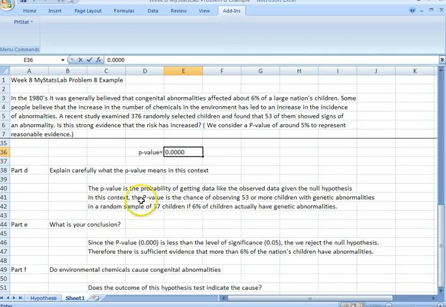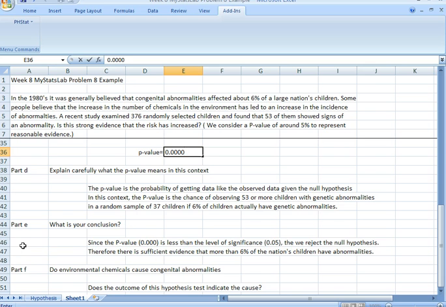Now on to part D. Explain carefully what the p-value means in this context. The p-value is the probability of getting data like the observed data given the null hypothesis. In this context, the p-value is the chance of observing 53 or more children with genetic abnormalities in a random sample of 376 children, if 6% of the children actually have these abnormalities.